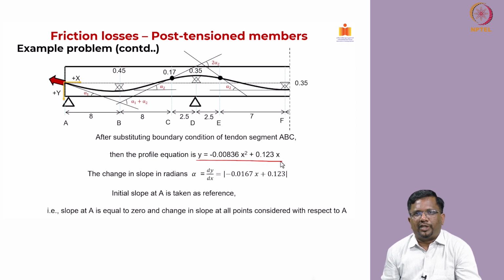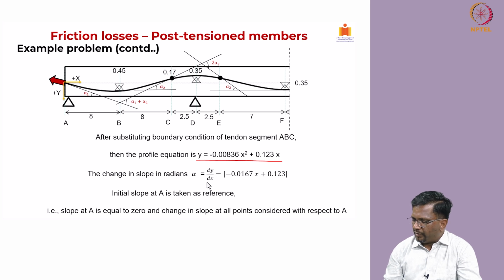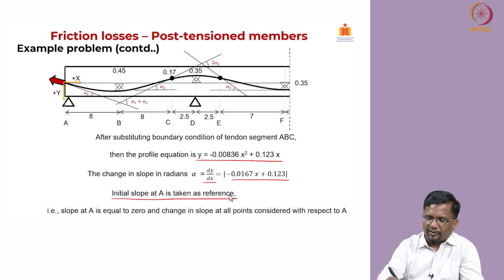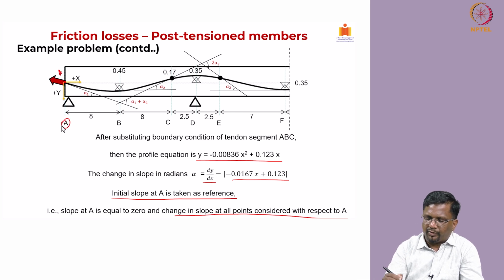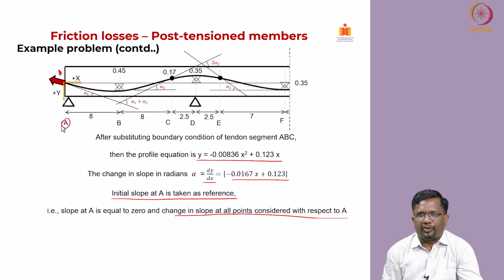Now, the change in slope in radians, alpha, for this cable profile is dy by dx, the first derivative of this equation, which will give me the slope. The initial slope I am calculating at different points, and the slope at A is taken as the reference. So, this point I am taking as a reference, and the change in slope at all the other points is considered with respect to point A. Here it is point A, that is your reference point.